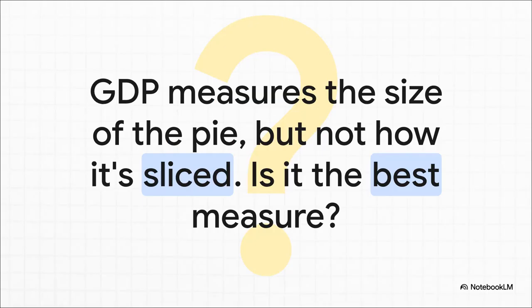But that brings us to one final and really crucial question. GDP measures the size of the whole economic pie, right? But it doesn't tell us a single thing about how that pie gets sliced up. A country can have amazing GDP growth, but if all of that new wealth goes to a tiny fraction of the population, is that really success? It kind of leaves us wondering, what other numbers might we need to get the full picture of a nation's well-being?